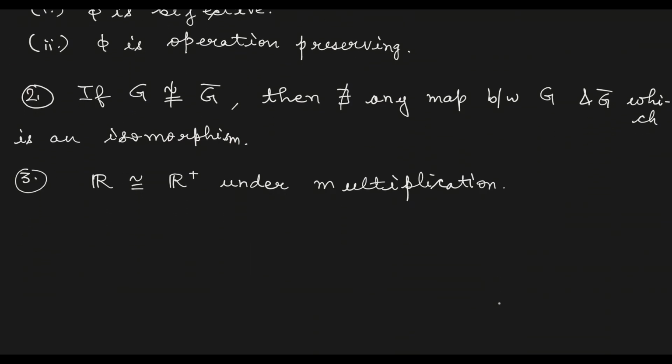So can you tell me which will be the map for this one? Because the codomain is R plus, the set of positive real numbers. X square. X square. Any map like squaring the elements.